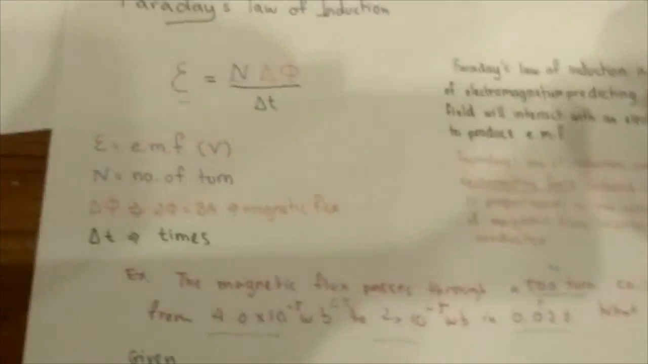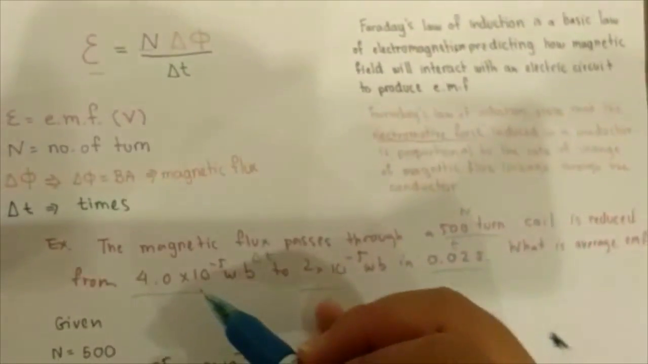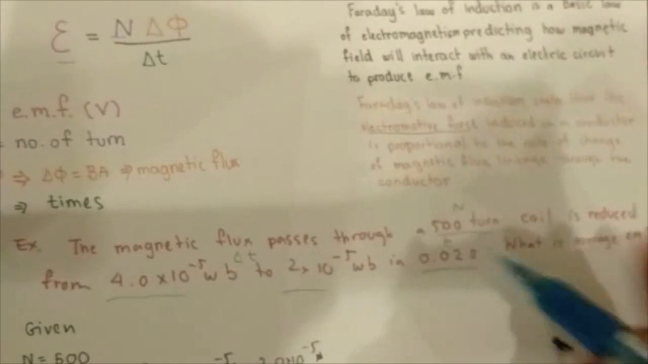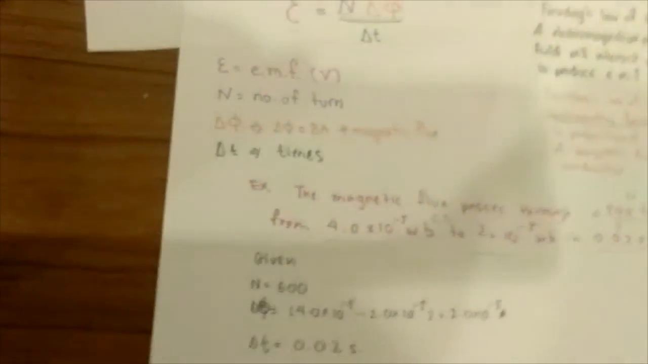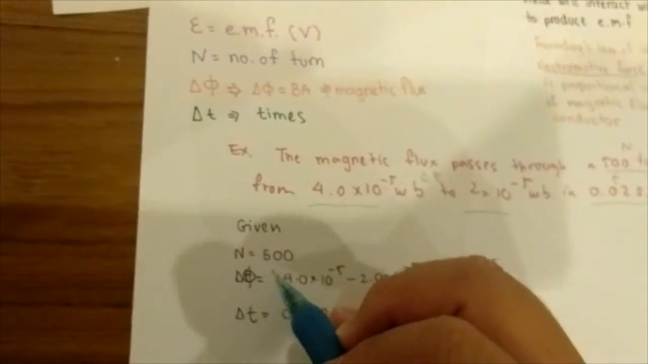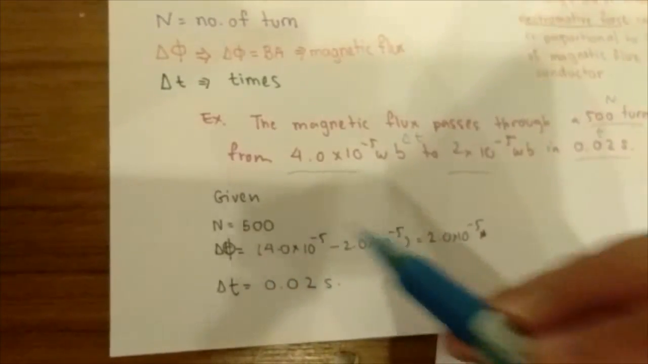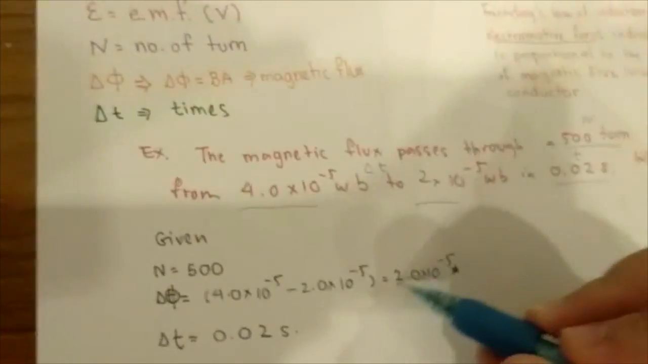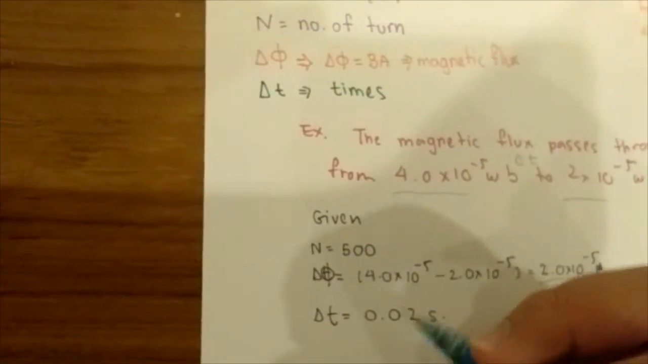So let's see the examples. The magnetic flux passes through a 500 turns coil and changes from 4.0 times 10 to the power of minus 5 to 2 times 10 to the power of minus 5 in 0.02 seconds. What is the average EMF? So the number of turns is 500. The change of magnetic flux is 4 minus 2 times 10 to the power of minus 5, which equals 2 times 10 to the power of minus 5. The changing time is 0.02 seconds.